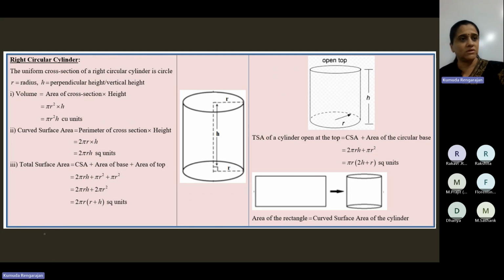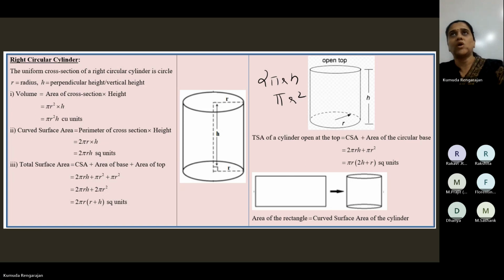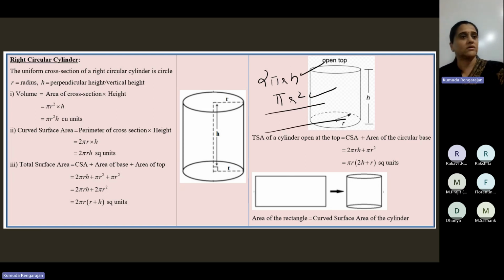Where is steel used in the tumbler? CSA, so that means 2 pi r h. Where else is steel used? Bottom, base. That's a circle, so pi r square. Top is open, so that's all. Find this one and this one separately and add both. That's the total area of steel used to make the tumbler. It's not the total surface area formula.